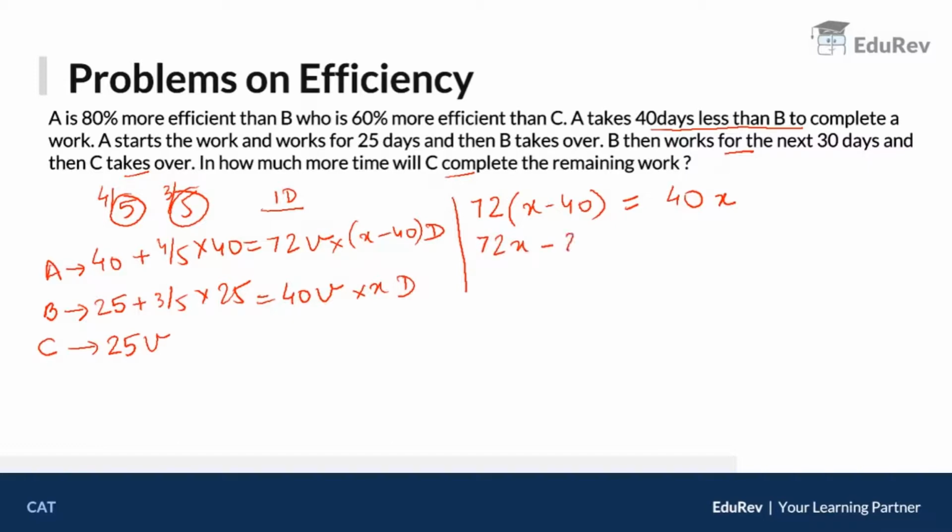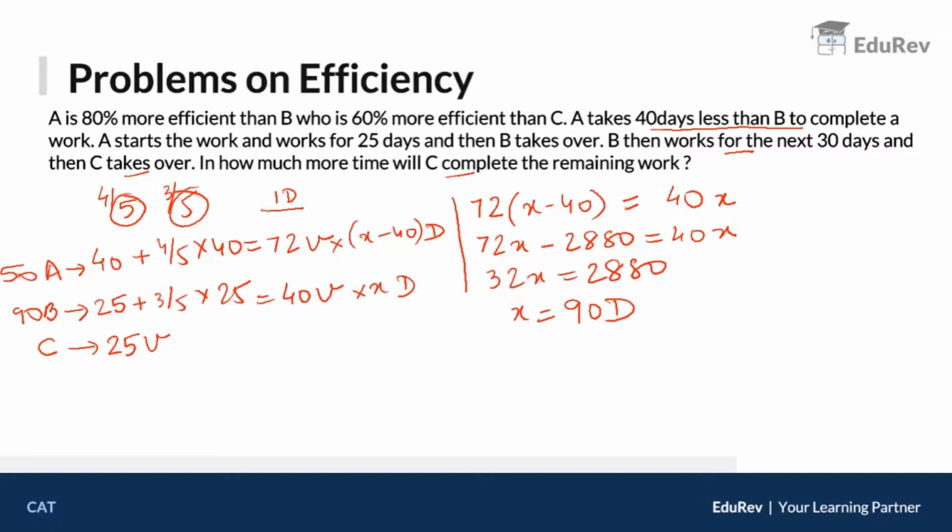72x minus 2880 is equal to 40x. So that means 32x is equal to 2880. So our x value will be 2880 upon 32, which is nothing but 90 days. So that means B takes 90 days to do the job and A takes 90 minus 40, which is 50 days, to do the same job.